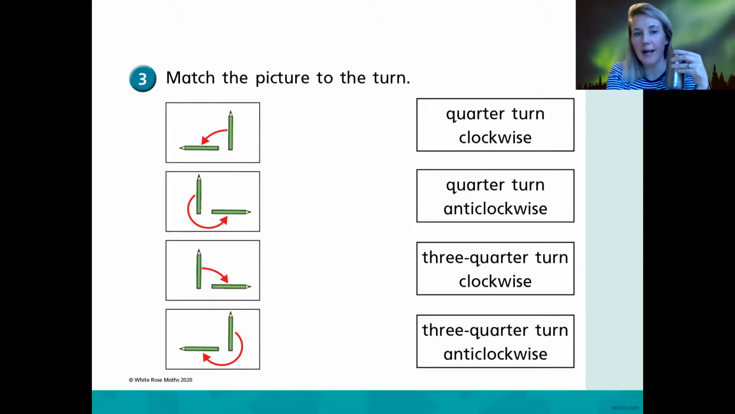Go back and look carefully at this one. Can you see that red arrow? You have to look really carefully. Even teachers make mistakes, particularly when they're tired. Now, this pencil one here, it didn't go that way, right?